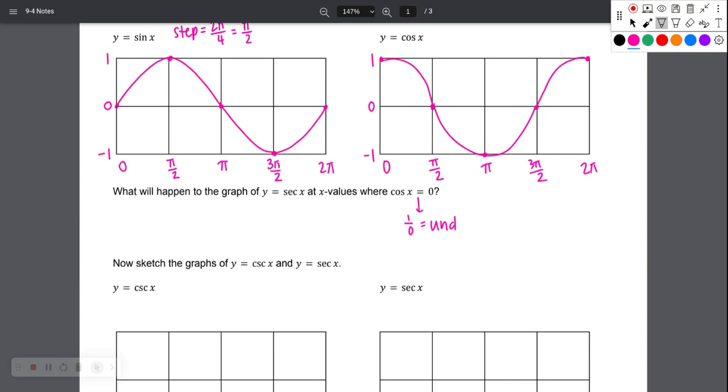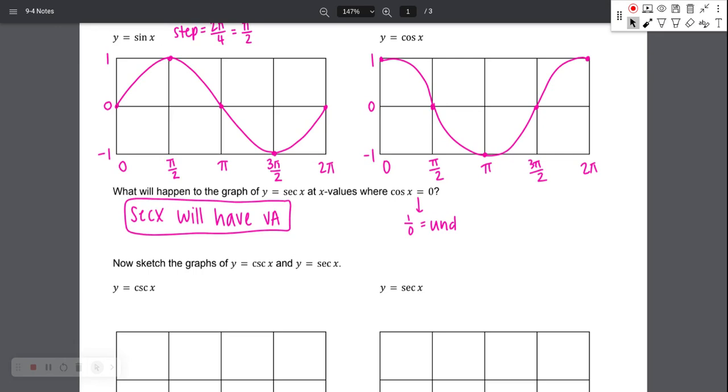Okay, so secant is going to be undefined at those x values. If secant is undefined there, then that means that secant will have some vertical asymptotes. So anywhere that cosine has a point on the midline, at the 0, that's going to end up being a vertical asymptote for the secant graph. Okay, so what will happen for secant? Secant will have vertical asymptotes anywhere that the cosine value is 0.